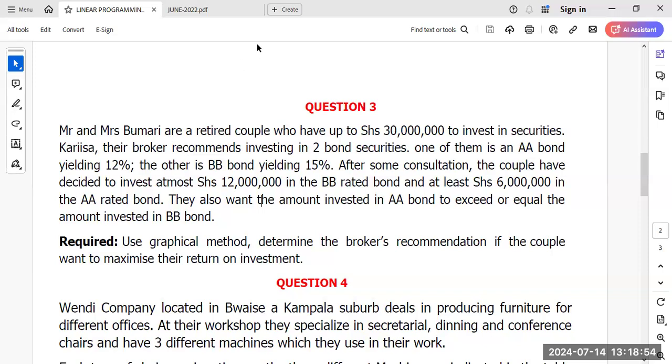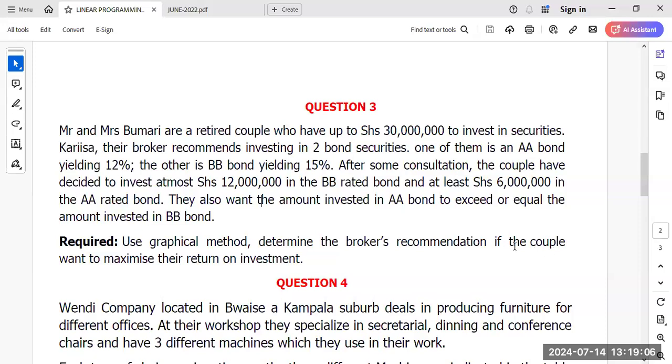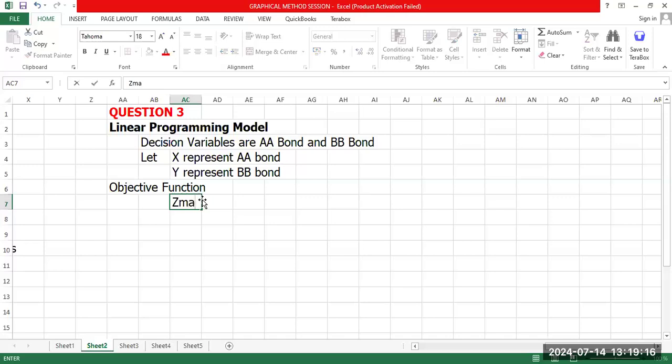Members, when you realize that the objective function is giving you a hard time, you first skip it and handle the constraints. But already you know that the couple wants to maximize the return on investment. So ideally, you want to maximize, but at this point you are still confused. If you're confused, first leave a space, then you go to the constraints.